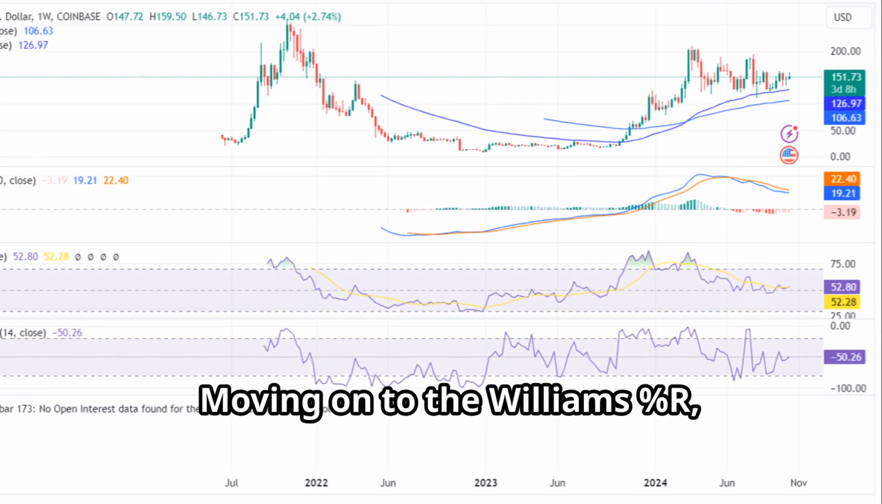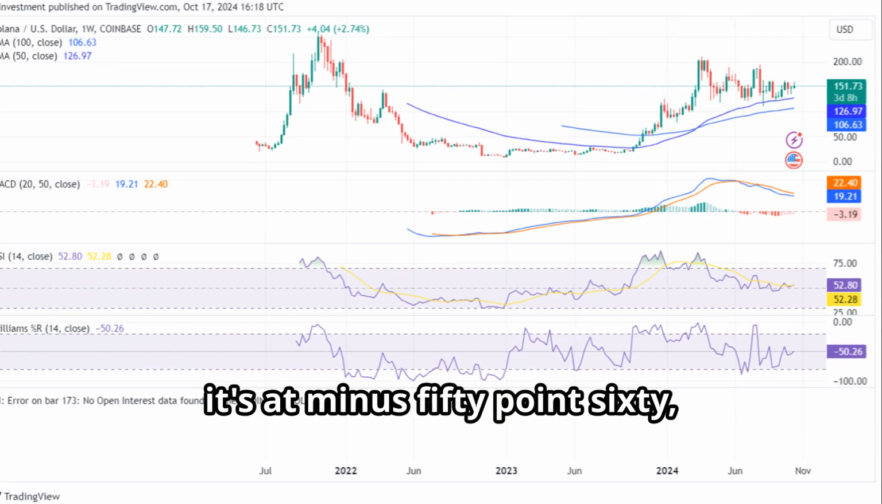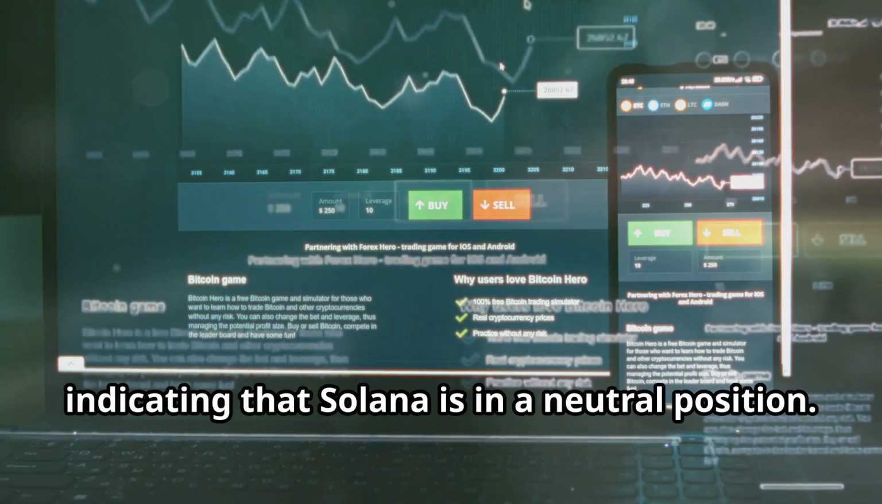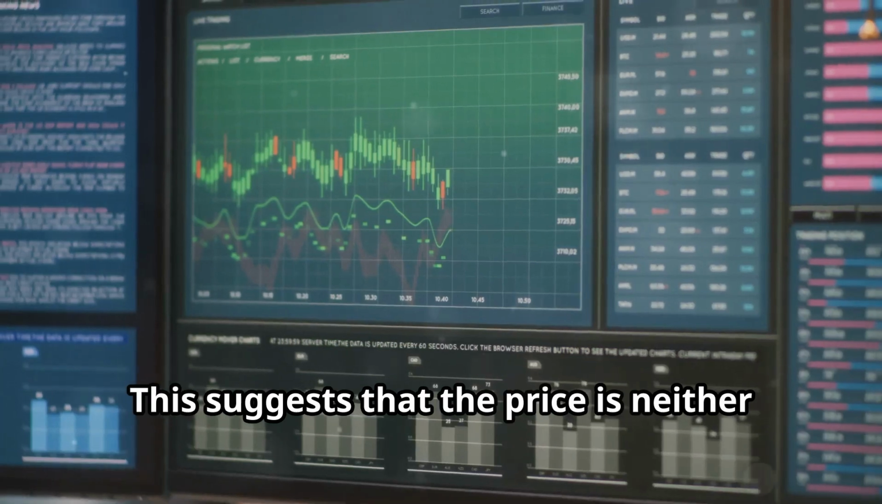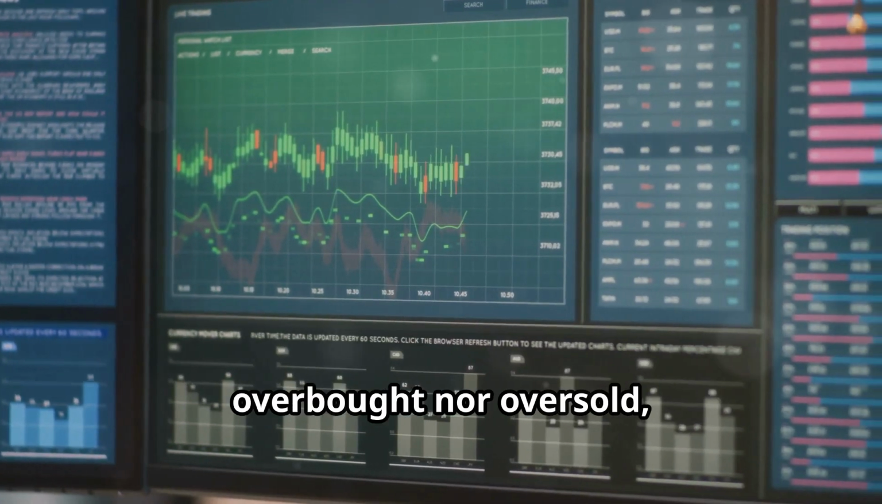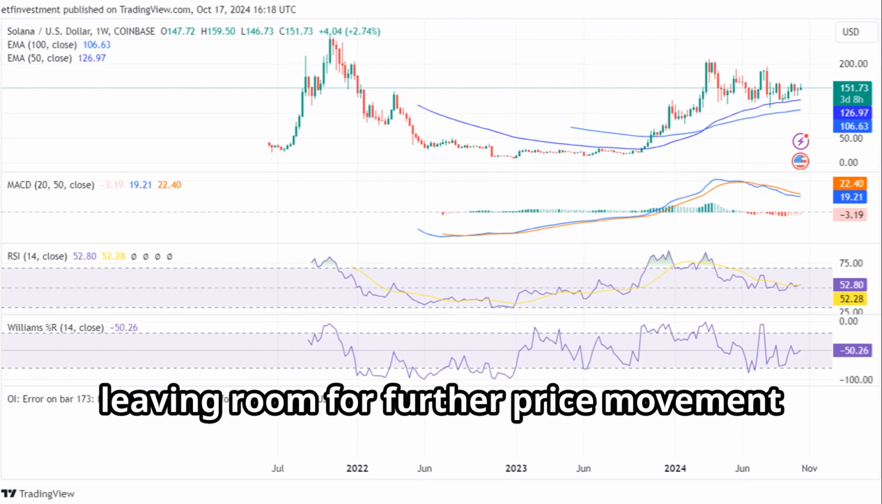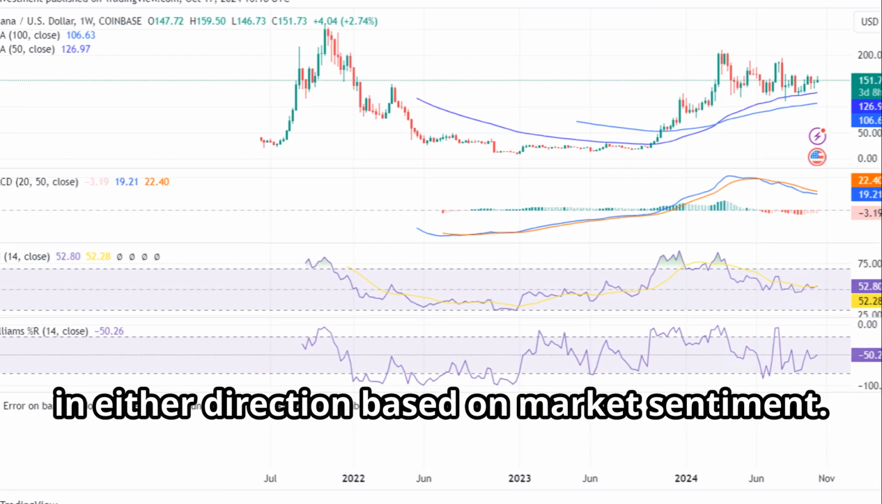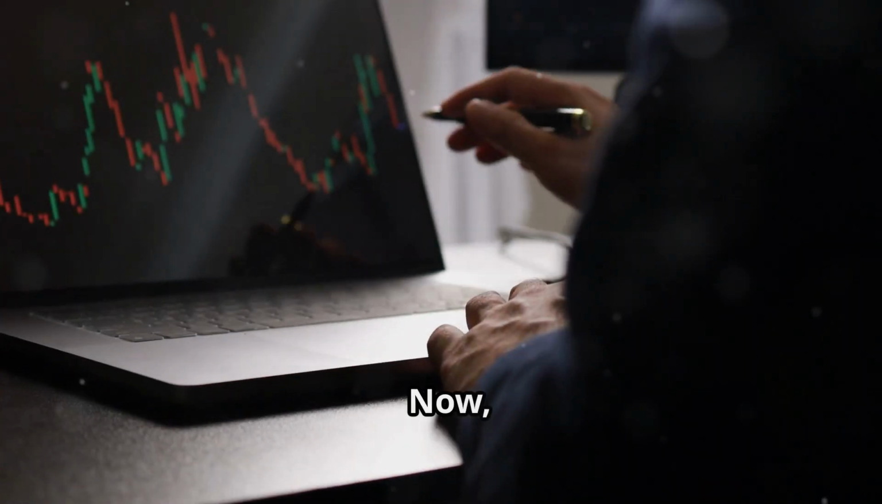Moving on to the Williams %R, it's at -50.60, indicating that Solana is in a neutral position. This suggests that the price is neither overbought nor oversold, leaving room for further price movement in either direction based on market sentiment.